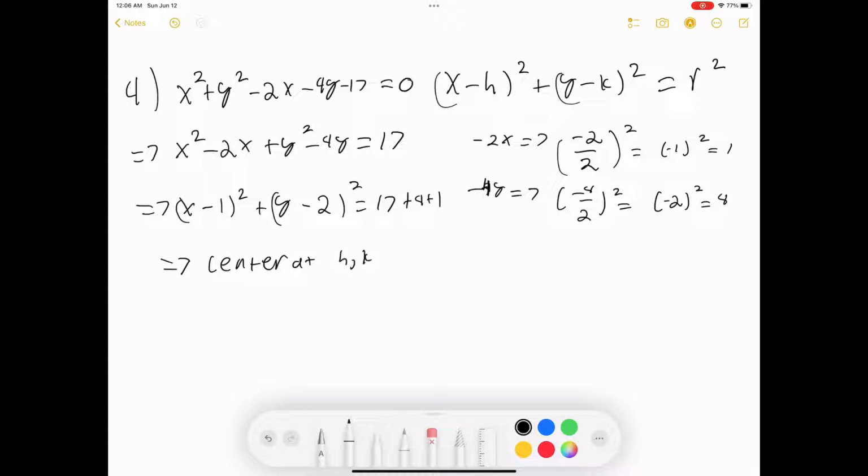So h right there is going to be equal to 1. K is going to be equal to 2, so we have a circle centered at (1, 2). It's not asking for the radius, but it's pretty easy to find from the formula, and that's just going to be the square root of 22.